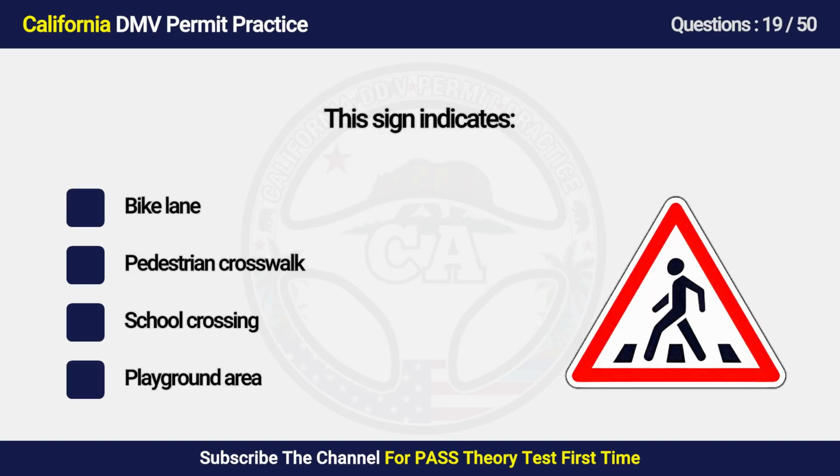Question 19. This sign indicates: A. A bike lane. B. Pedestrian crosswalk. C. School crossing. D. Playground area.